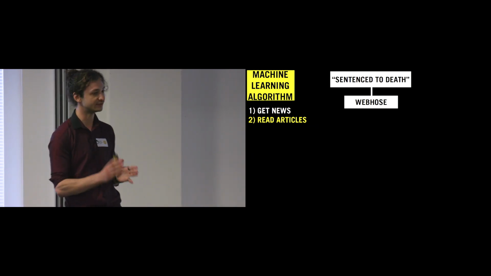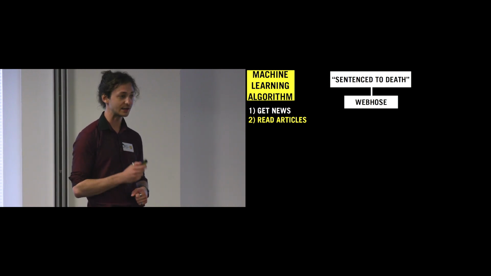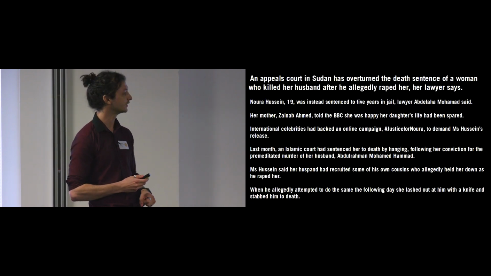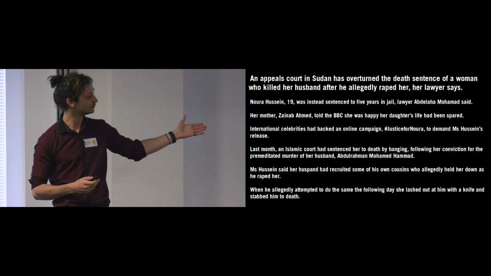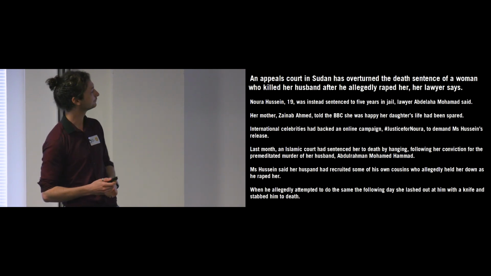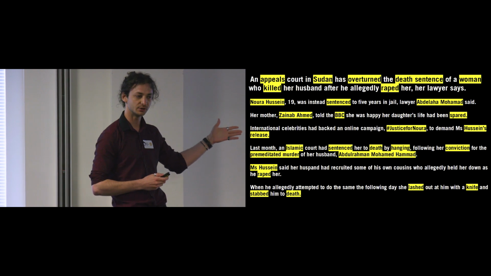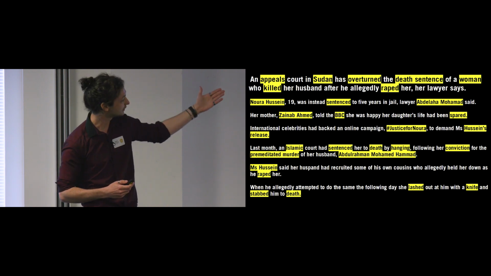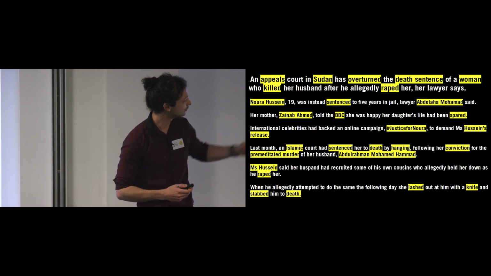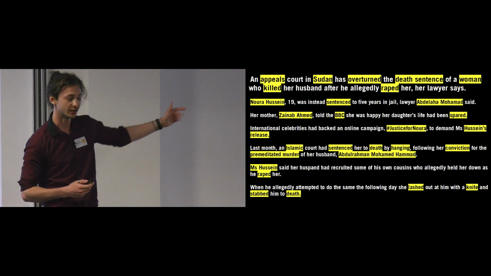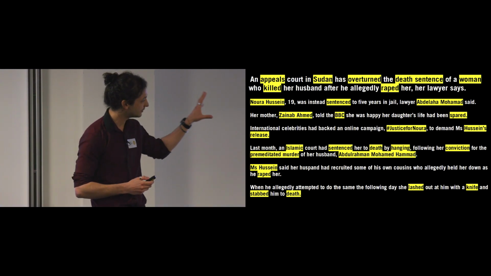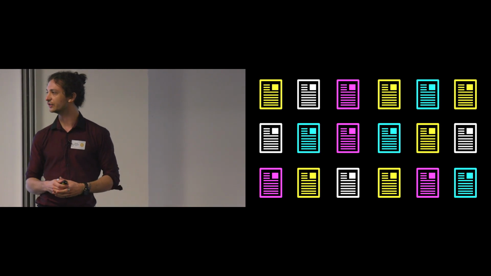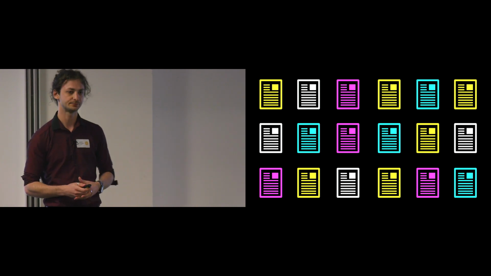The next thing that the algorithm has to do is it has to read those articles. Now, something that's a little bit more difficult to teach a machine to do. So the way I tackle that problem is I tell the machine to determine the important words of the article. So here's an example about Noura Hussein. That's a Sudanese woman who recently had her death sentence overturned. And here are the words that the article has determined are the most important. So we have, for example, appeals, overturned, Sudan, the hashtag there, justice for Noura, and Noura Hussein, the name of the defendant herself. Once we've determined which words are the most important in the articles, it's fairly trivial to find out which articles are referencing the same event, which I've shown here in different color groups.